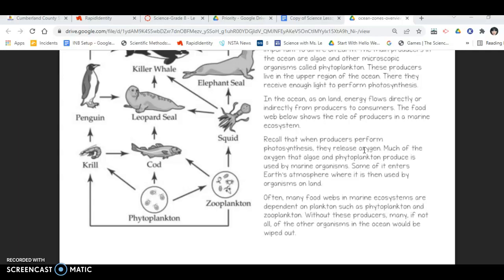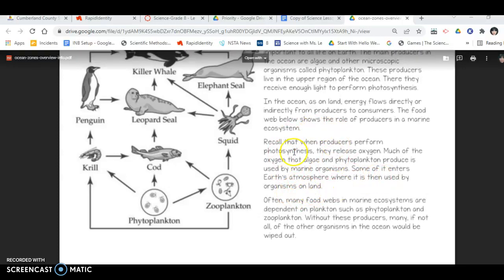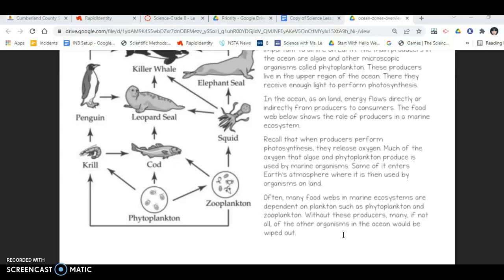Recall that when producers perform photosynthesis, they release oxygen. That's very important. Dissolved oxygen into the water. Cold water holds more dissolved oxygen. Much of the oxygen that algae and phytoplankton produce is used by marine organisms. Some of it enters Earth's atmosphere, where it is then used by the organisms on land, so it recycles back into the atmosphere. Often, many food webs in marine ecosystems are dependent on plankton such as phytoplankton and zooplankton. Without these producers, many, if not all, of the other organisms in the ocean would be wiped out.